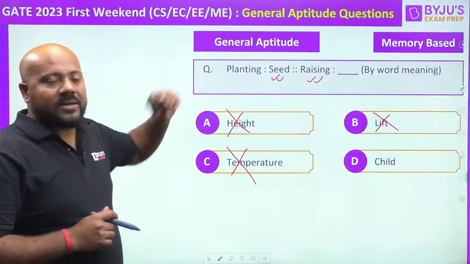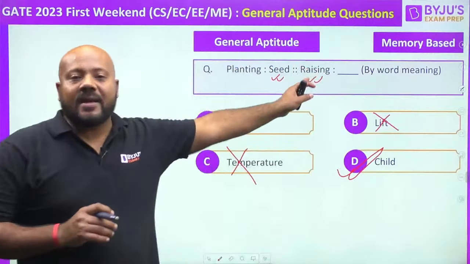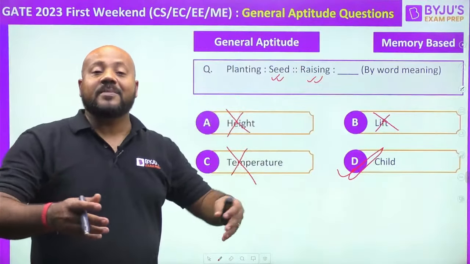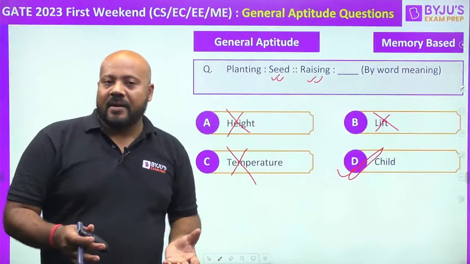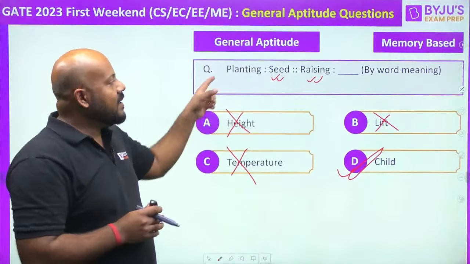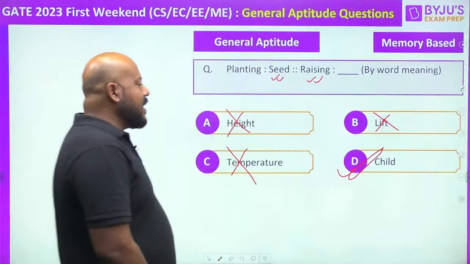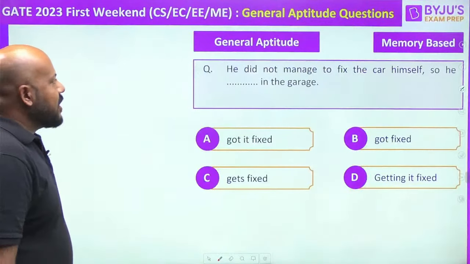Who is going to be raised? Child. When a child is raised, he or she becomes a mature person. Like when a seed is planted, it becomes a mature plant or a tree. So you find the correct relation. What is the correct answer? D, child. See the next question.